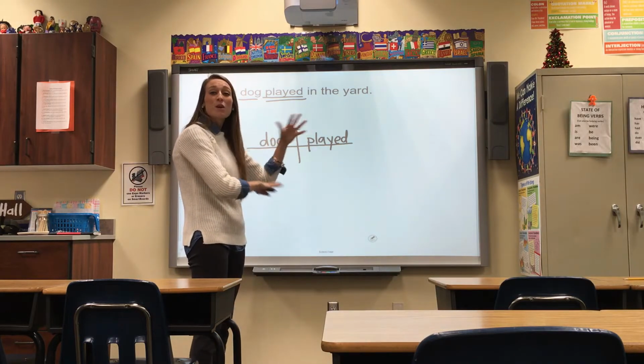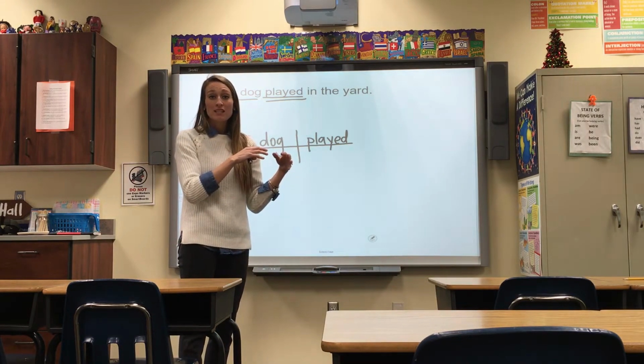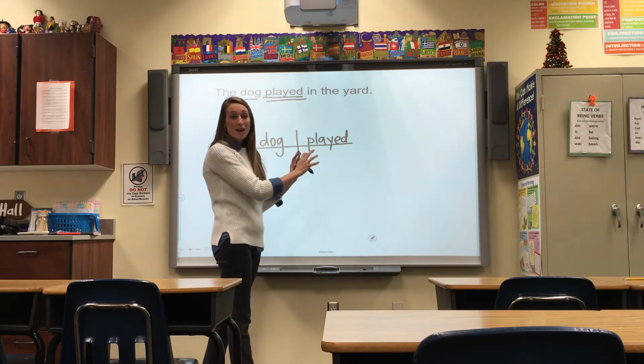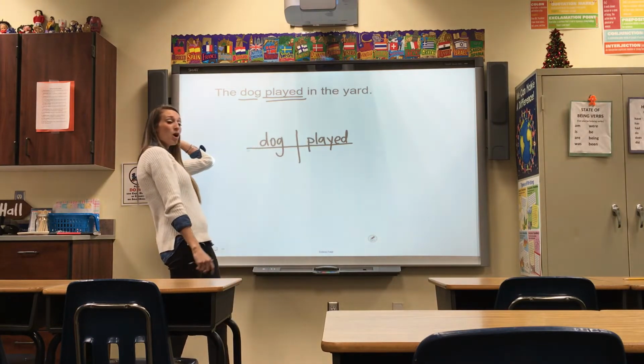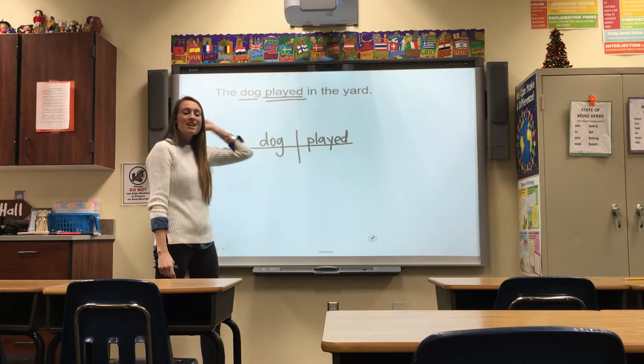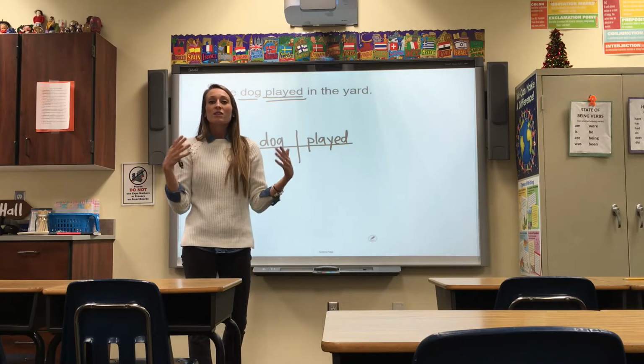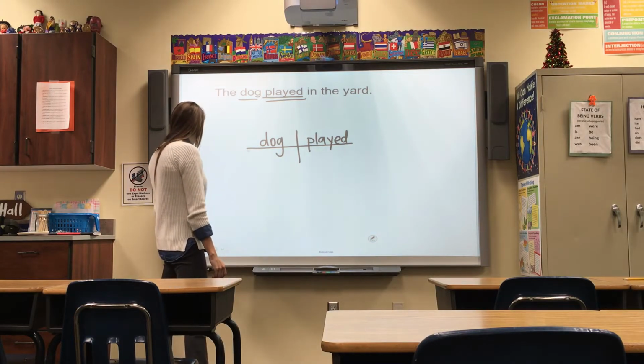Now it doesn't matter the order of your subject and verb in your sentence. Your subject always goes on the left and your verb always goes on the right. Even if your verb is all the way over on this side of your sentence, it still goes on the right side of your diagram. So let's look at some more complicated sentences.